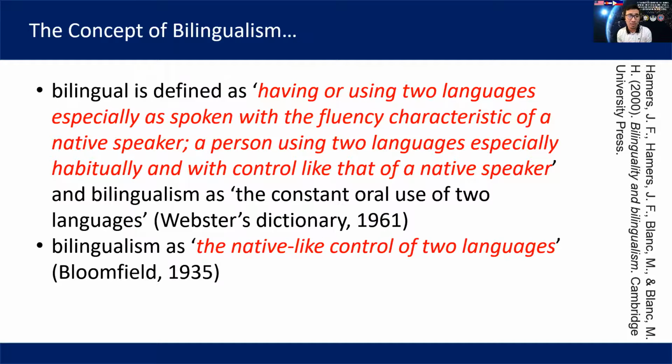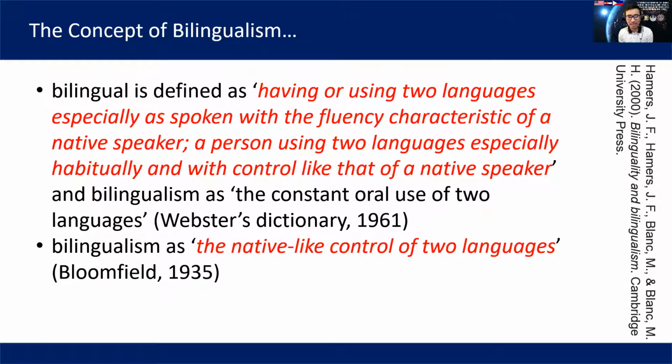So, conceptually, let's begin first with bilingual, which is defined as having or using two languages, especially as spoken with the fluency characteristic of a native speaker. A person using two languages, especially habitually, and with control like that of a native speaker. That's very clear in the definition of Webster's Dictionary in 1961 that a bilingual is a person who is proficient in two languages, say proficient in Filipino, proficient as well in English, something like that. And bilingualism is the constant oral use of two languages.